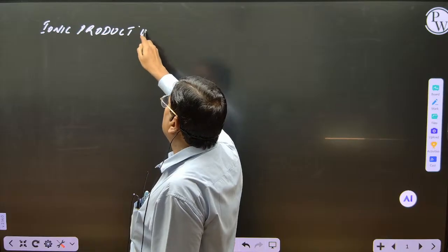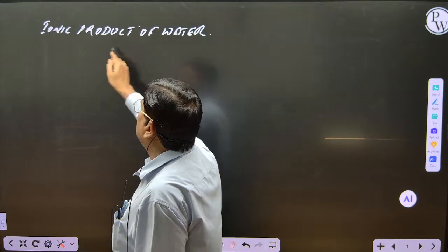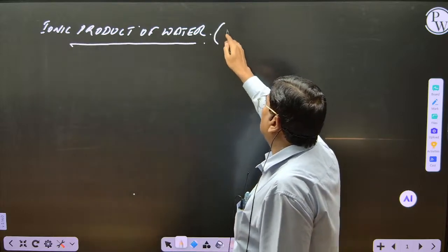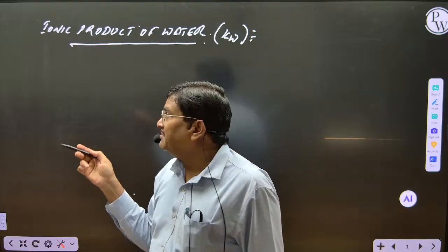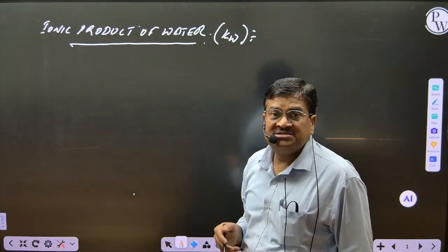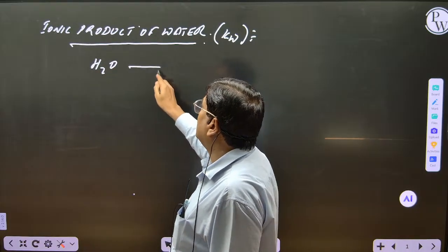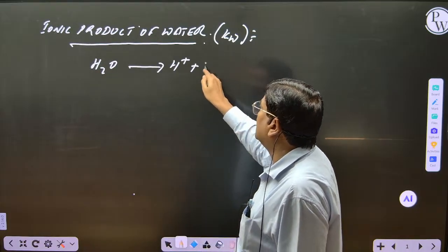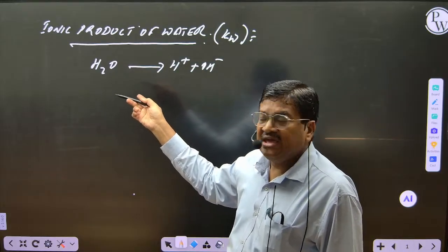So this ionic product of water, yesterday did we discuss this? We represent it with the symbol KW. So for continuity, once again I am reminding you, this ionic product of water is simple. Water gets ionized into H plus ion and OH minus ion. Correct? And to this, when we apply the equilibrium constant, that is K.